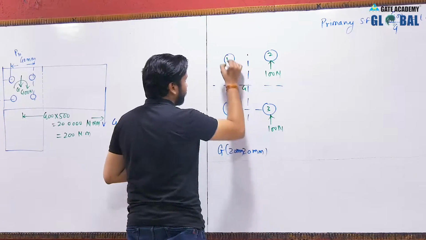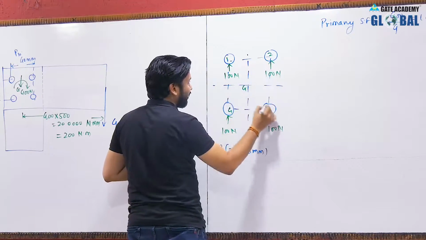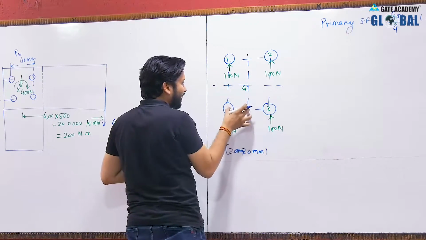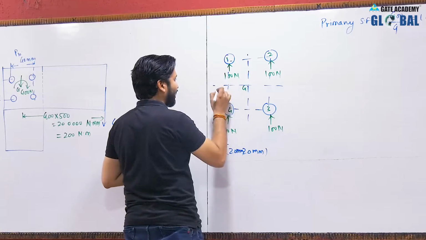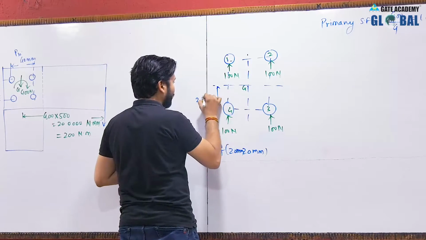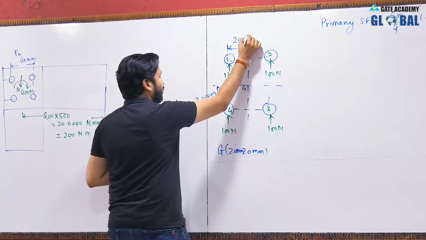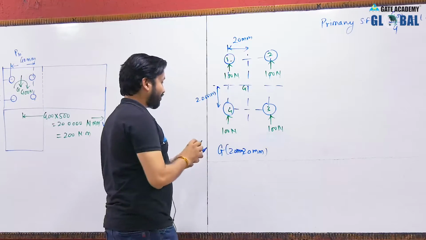Hence this square will be having centroid over here, and the side of the square is 40 mm and 40 mm. So the center will be at 20 mm and 20 mm. This will be 20 mm, this will be 20 mm, and this will also be 20 mm. So this will be the location of the centroid.